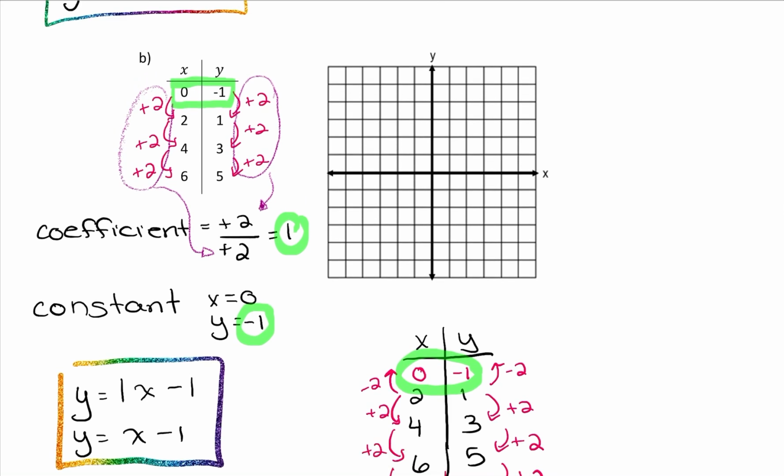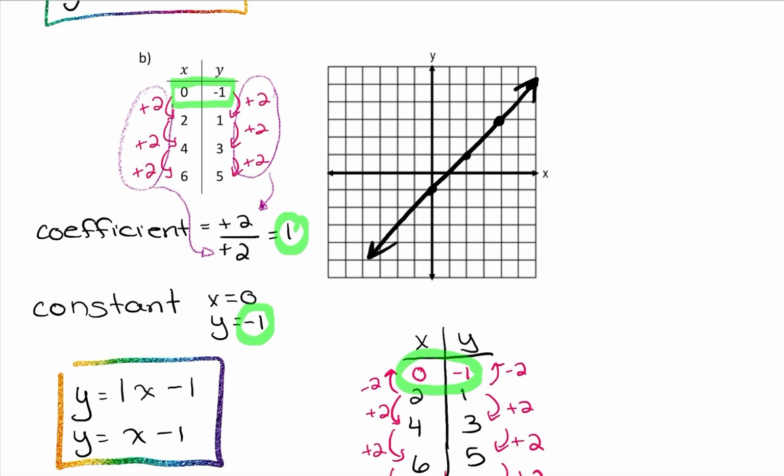So our first point is x is 0, y is negative 1. Our next point, x is 2, y is 1, x is 4, y is 3, x is 6, and y is 5. Okay, remember when we're drawing our graph here, we're going to connect our lines, we're going to extend, and we're going to make some arrows on them.